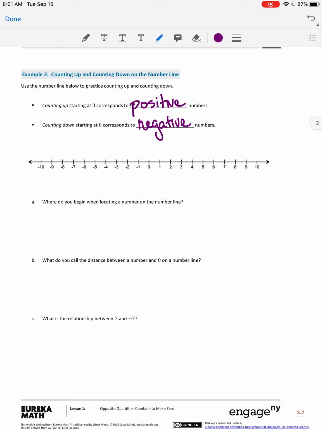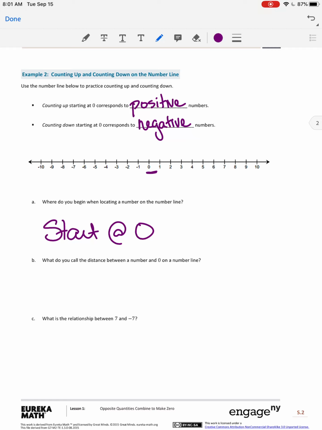So let's take a look at this number line. Question A says, where do you begin when locating a number on the number line? Where do you begin? Well, always, even if we're graphing in a coordinate plane later when we talk about algebra, we always begin at 0. We start at 0.